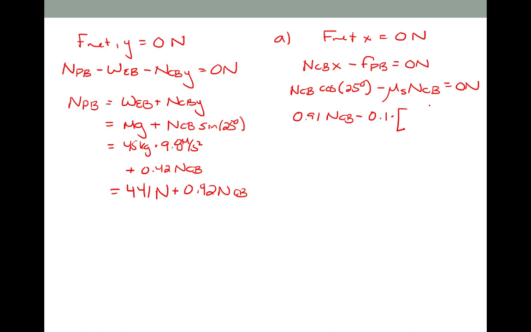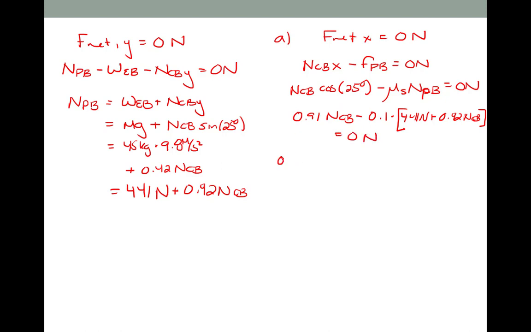I wrote my subscript wrong here. This should be pond on block. We need to multiply that by the normal force from the pond on the block, which is 441 newtons plus 0.42 N_CB. And yes, that is written correctly this time.